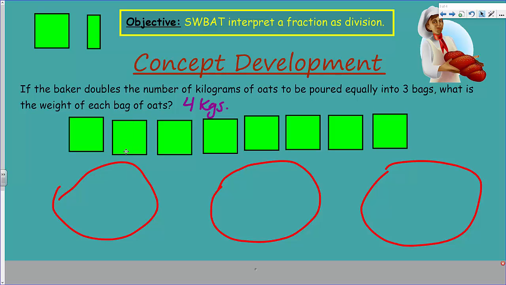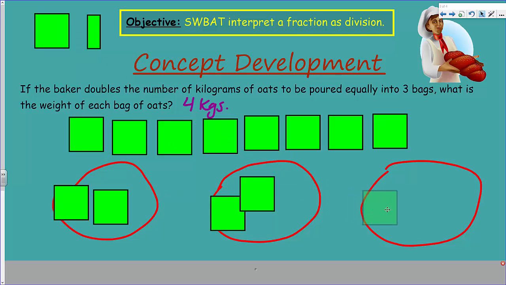I'm going to bring this down here. You can see right away that if there's 8 of them, I could put 2 of them in each one. That would be those 2. I could take 2 more and put them in this bag. Now we can do 2 more, and they can go in this one. So you can see 2, 4, 6. That's going to leave 2 because 8 minus 6 is 2.